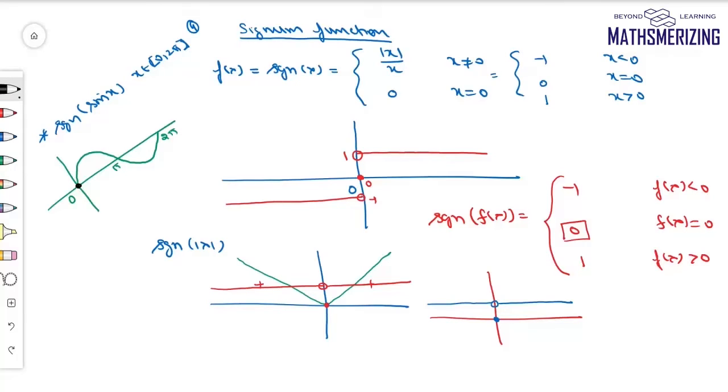Now, wherever sin x is 0, it'll take the value 0. Wherever it is positive, it'll take the value +1. And wherever this function is negative, it'll take the value -1. So, the graph which I have drawn with black ink is the graph of signum sin x.